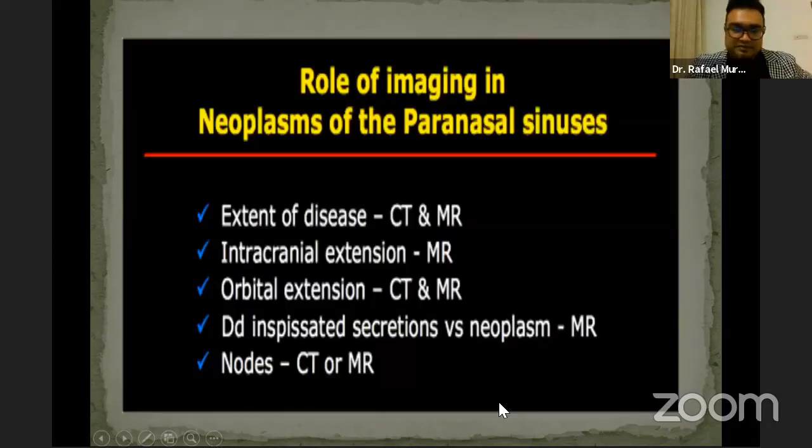So next slide, please. So the role of imaging in the neoplasm of the paranasal sinus. We can assess the extent of the disease. We can assess the intracranial extension. We can assess the orbital extension. We can differentiate inspissated secretion versus neoplasm. So we can differentiate the inspissated secretion of the paranasal sinuses versus neoplasm. And we can also evaluate the lymph nodes.